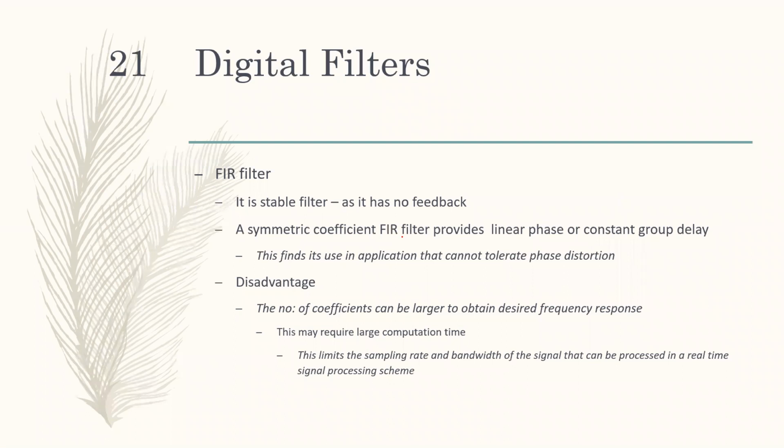So finite impulse response filter, what are its features or characteristics? First of all, it is a stable filter as it has no feedback in this case, because y of n, all those terms are not present. There is no dependency on the previous outputs. Present output is not dependent on the previous output. So hence we classify it to be a stable filter.